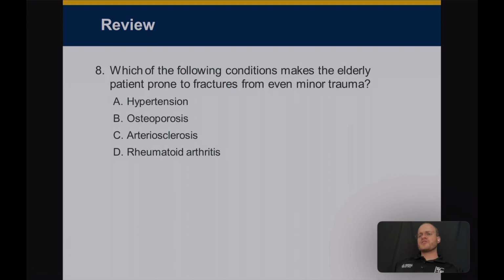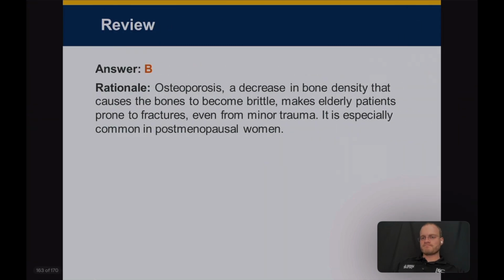Which of the following conditions makes the elderly patient prone to fractures from even minor trauma? Osteoporosis. That's thinning of the bone. Who gets it? Old skinny old women. Everyone can get it though, but that's the prototypical patient. Brittle bone disease.